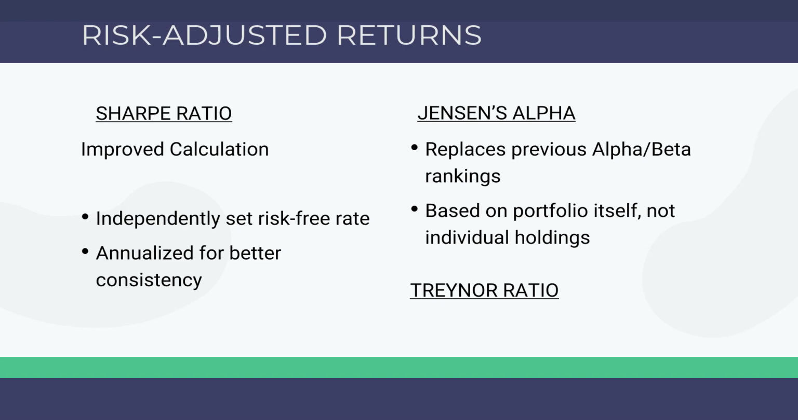So this semester, we're releasing two new ranking types: Jensen's Alpha, which is going to be based on the beta of the portfolio itself, not the individual holdings, and we're also releasing the Treynor ratios. These two are still in development. We are collecting all the data required to actually calculate them in our backend right now, and they'll be released for classes in the next couple of weeks. We're entering the final phases of testing right now.